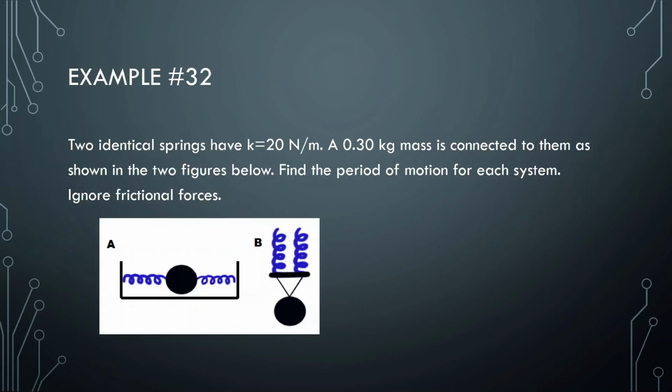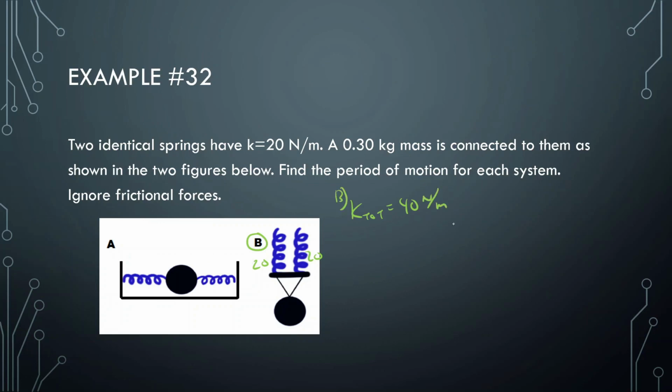All right, so let's look at this one. This one could be a little bit confusing. So it says two identical springs have a K value equal to 20 Newton per meter. A 0.3 kilogram object, a mass, is connected to them as shown in the figures, two figures. Find the period of motion for each system. Ignore frictional forces. Okay, so A looks weird, but B looks pretty simple. We can just see we have two springs in parallel, 20 and 20. So we have a K total of 40 for part B.